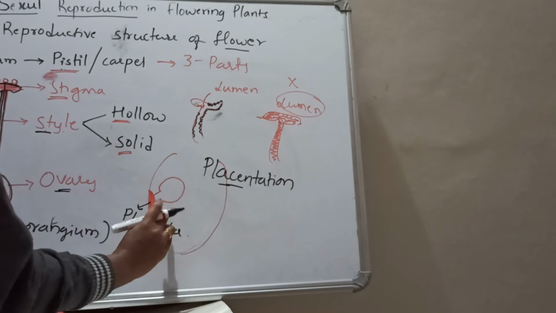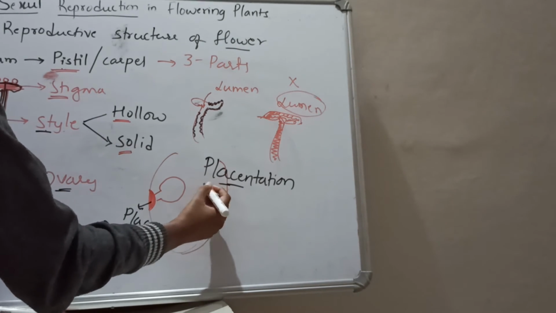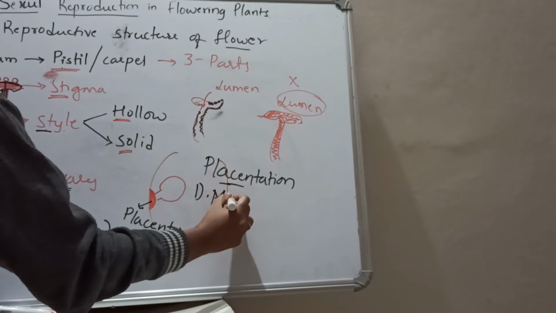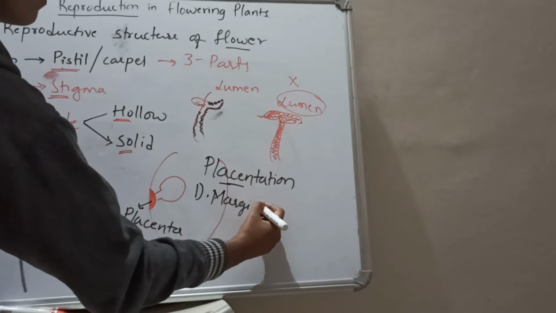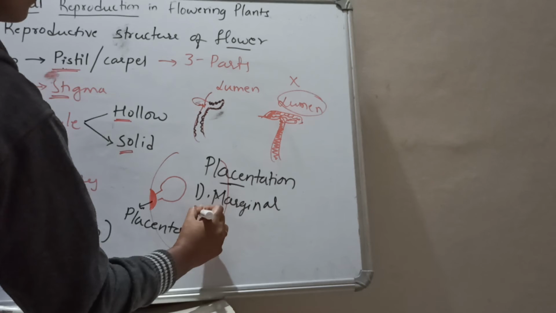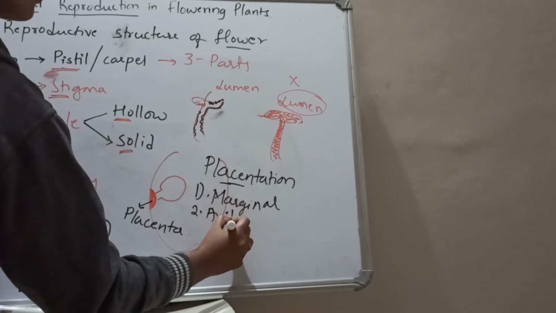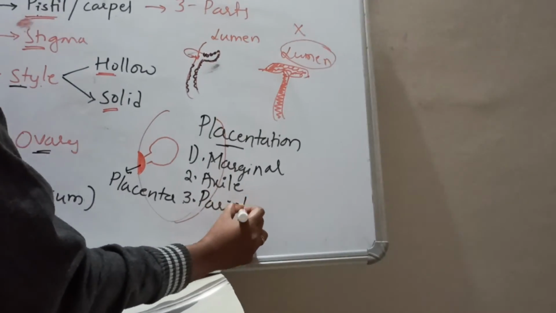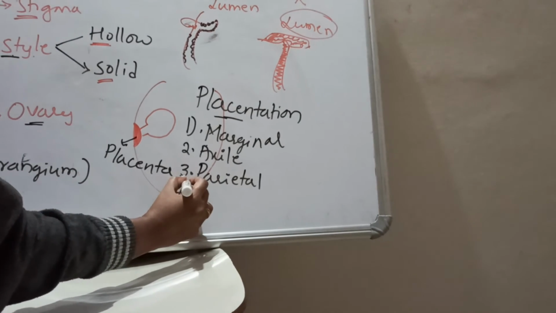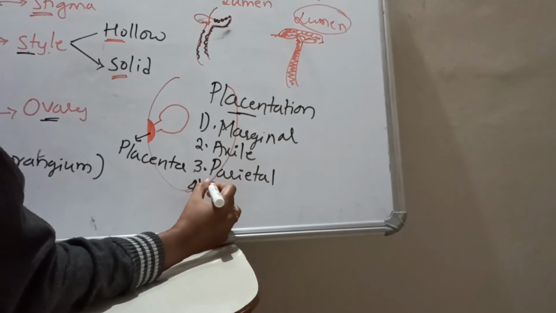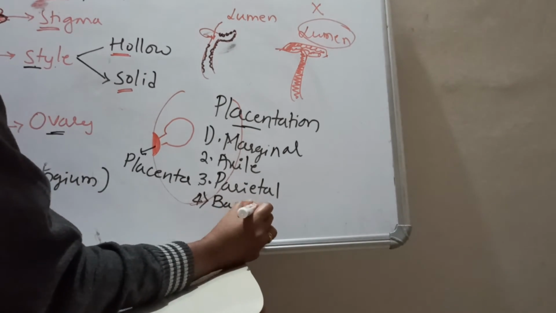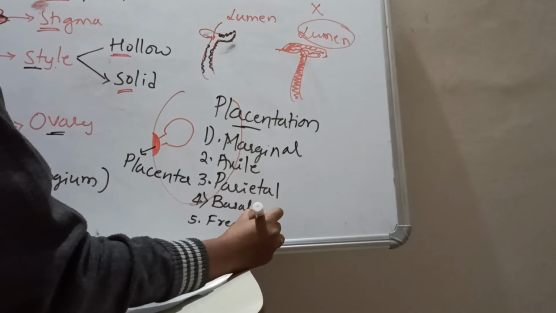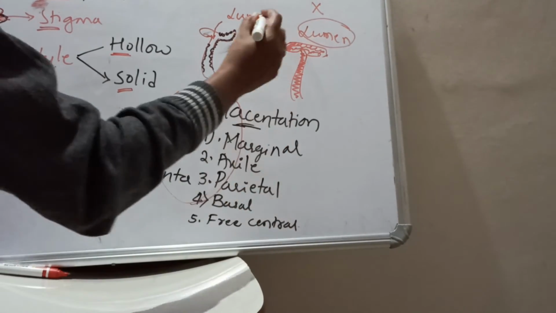On the basis of attachment of ovules to the placenta, there are five types. First one is marginal placentation. Second one is axile placentation. Third one, parietal placentation. Fourth one, basal placentation, and fifth one, free central placentation. These are the five types of placentation.